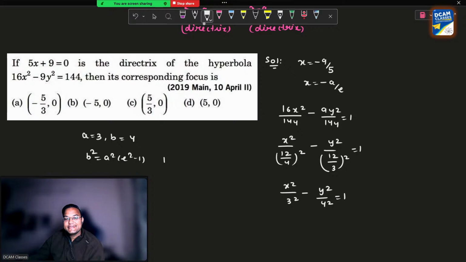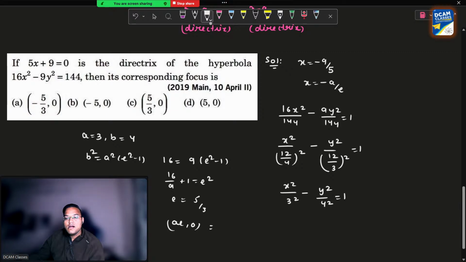Let me see. Wait. I have divided it instead of multiplying. 16 by 9 plus 1 is equal to e square. E square is equal to 25 by 9. Sorry, 25 by 9. So e is equal to 5 by 3. So the focus is AE comma 0. So what is A? 3 into 5 by 3 comma 0 and minus AE comma 0. Correct only.